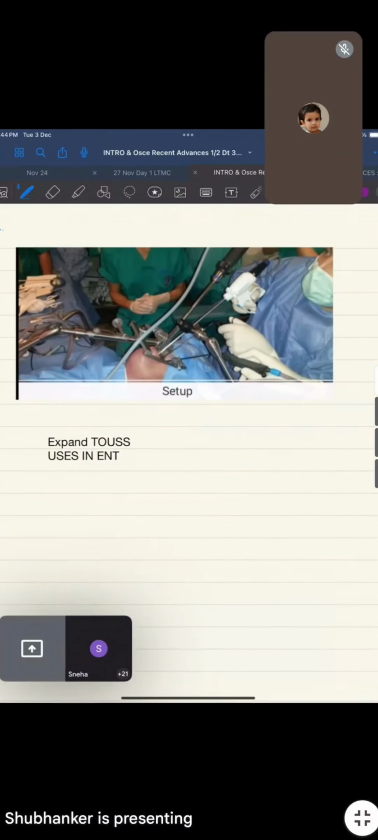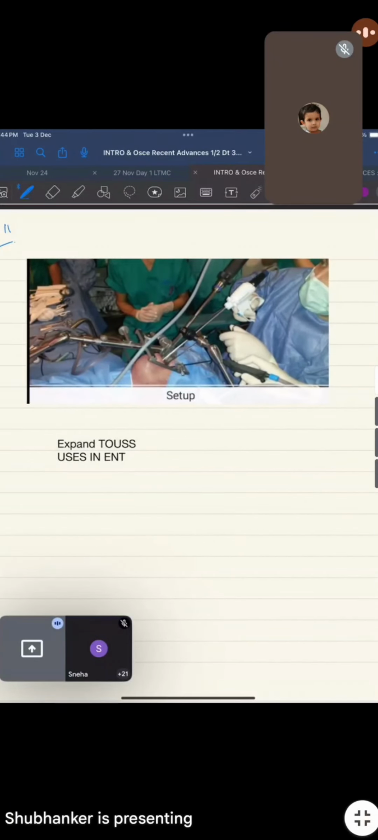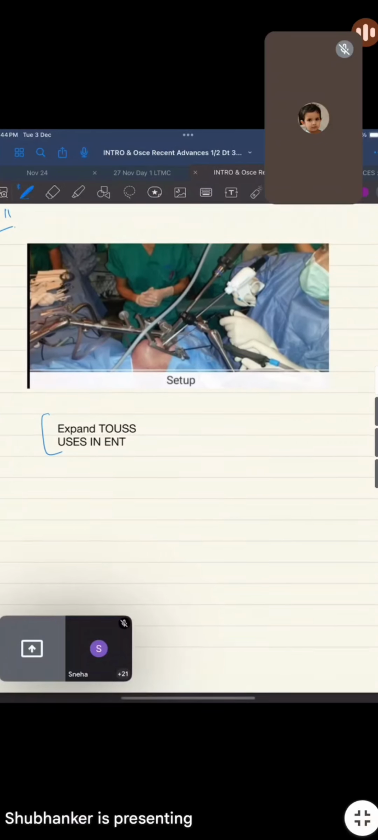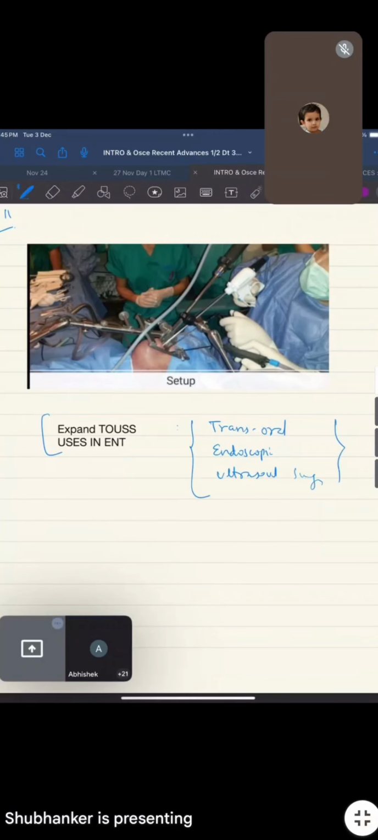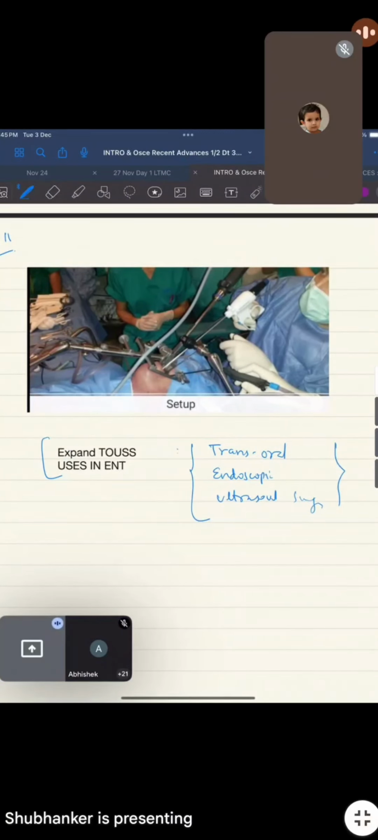Just go through this image. I'll tell you what the catch is in this. Expand TAUS and what are its uses in ENT. So I'll just answer over here. The full form is transoral ultrasonic surgery. Yeah, transoral endoscopic ultrasound surgery. Okay. They can also ask you to identify what type of procedure is going on.